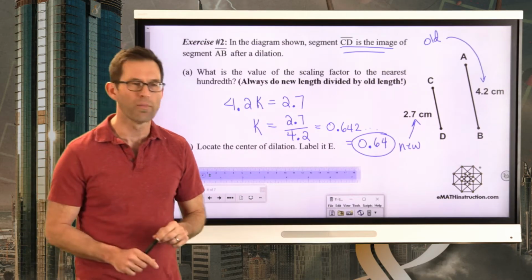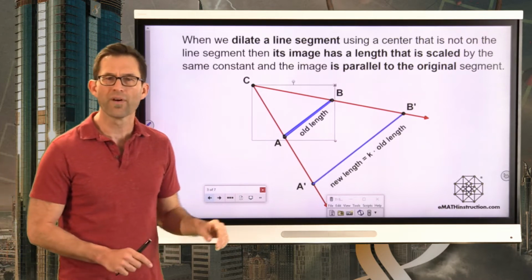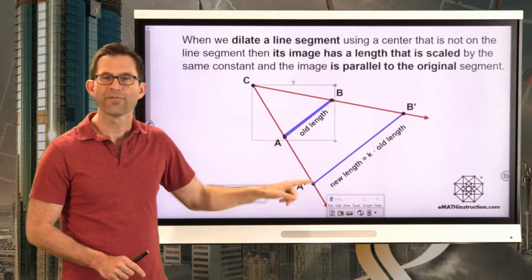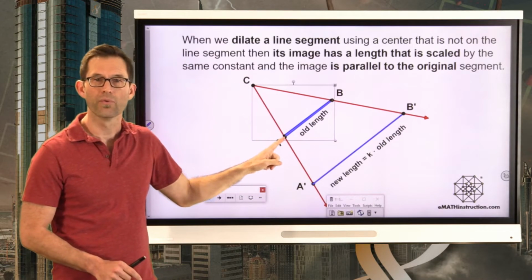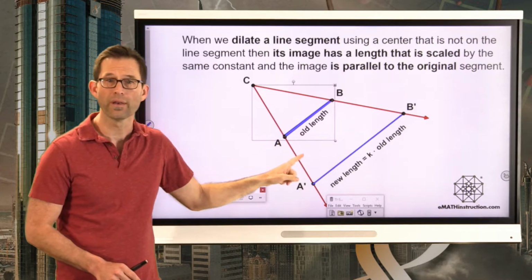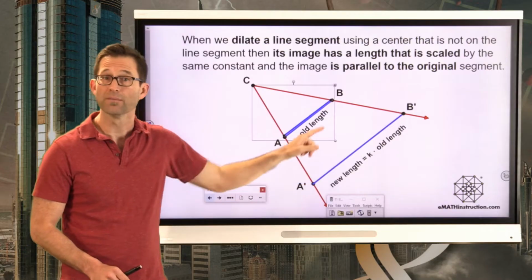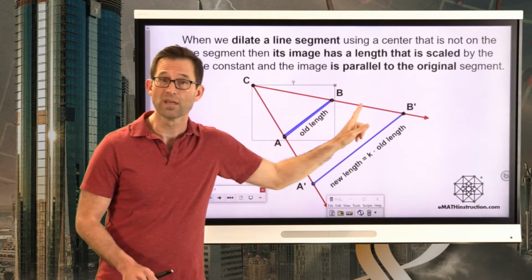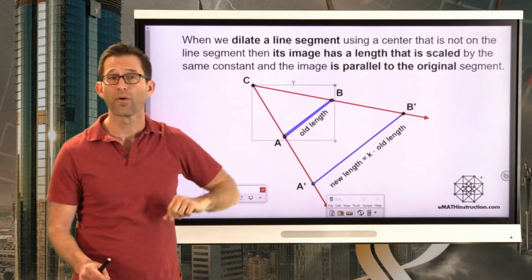All right, well, for a moment, I'm going to go back a screen. Remember, if I've got the old one and the center, how do I find these new points? Well, I take the center, I draw a ray through an original point, and then somewhere on that ray is my image point. Same thing over here. If I'm dilating point B, I draw a ray from C through B out, and then I locate point B prime somewhere on that ray.